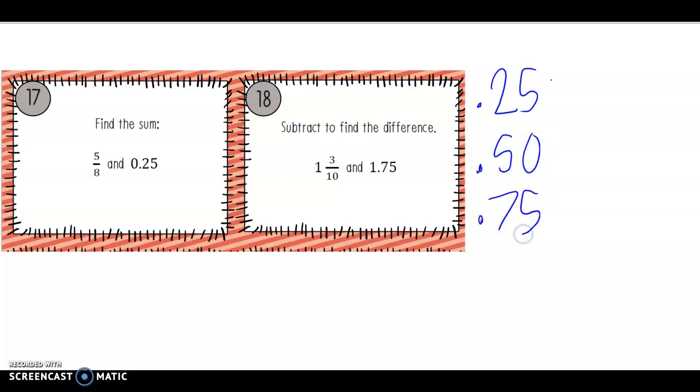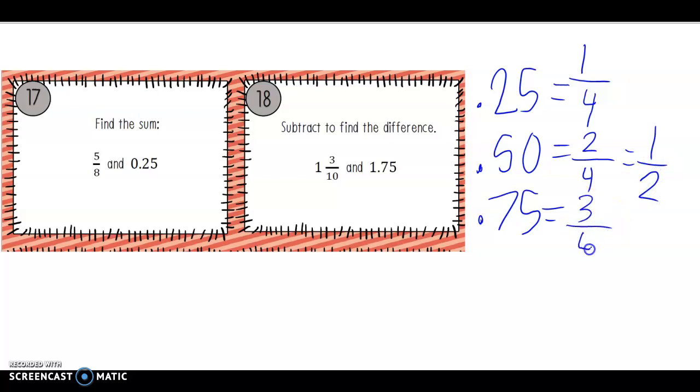And so remember, we thought about these like money, like quarters. And so if you have 25 hundredths, 25 cents, that's the equivalent of 1 out of 4 quarters. You have 50 cents, 50 hundredths, you have 2 out of 4 quarters. And we know that 2 fourths is equivalent to half. And you have 75 hundredths, you have 3 out of 4 quarters. So those would be some important fraction decimal equivalents to memorize and to know.